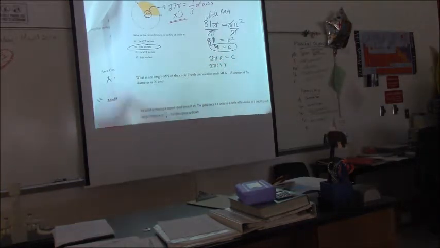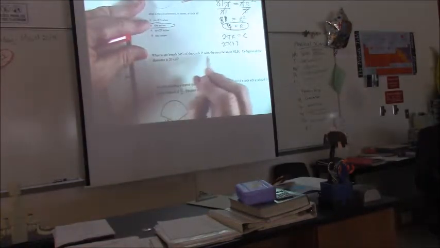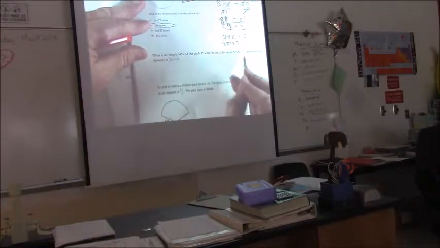Now find the circumference. All right, what's the arc length MN of circle P with the inscribed angle MLK?